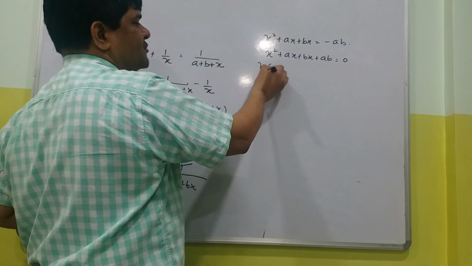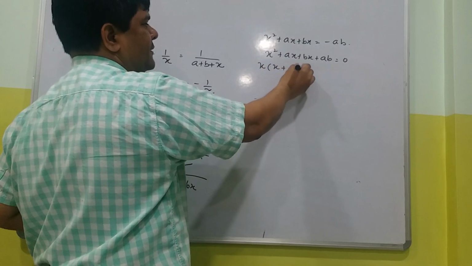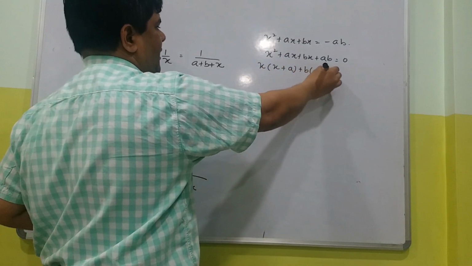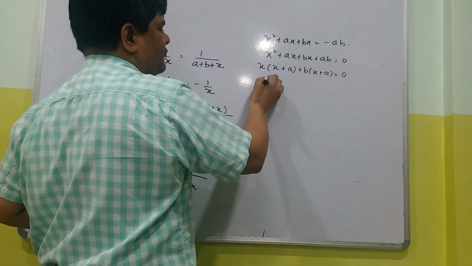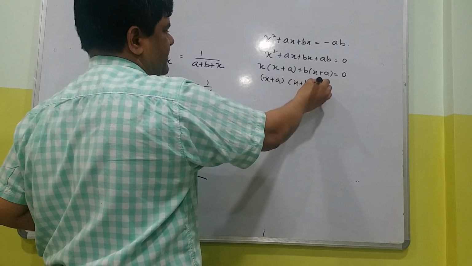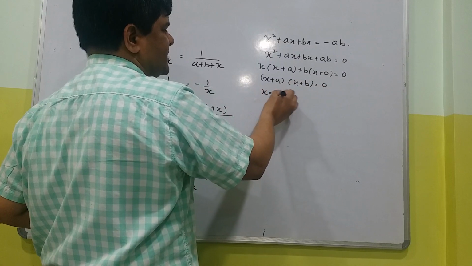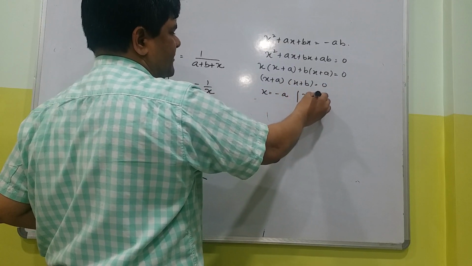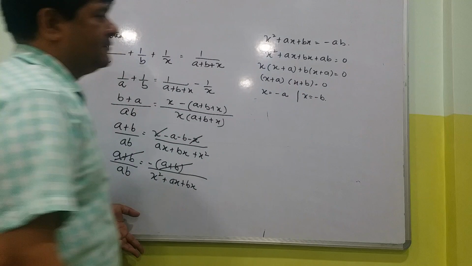So here x common, x plus a, b common, x plus a. So the factors are x plus a and x plus b. So x equal to minus a and x equal to minus b.